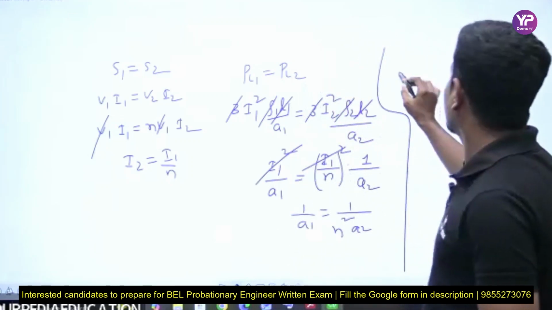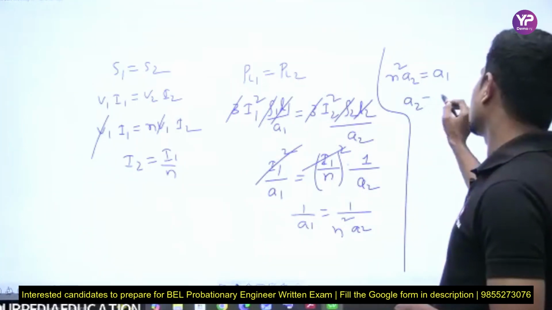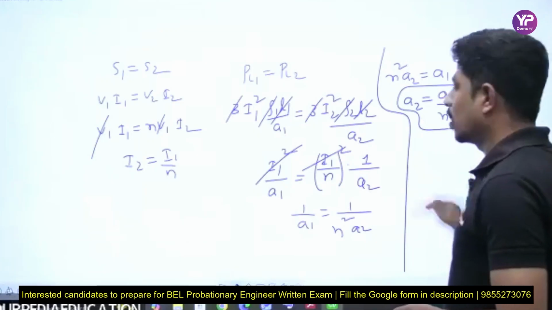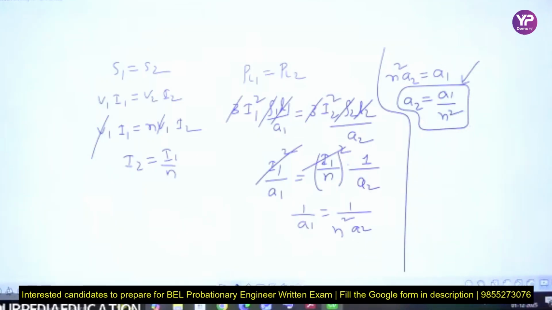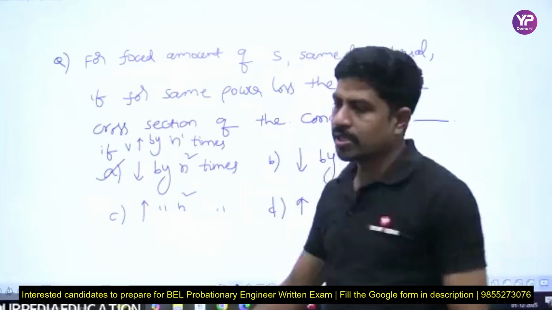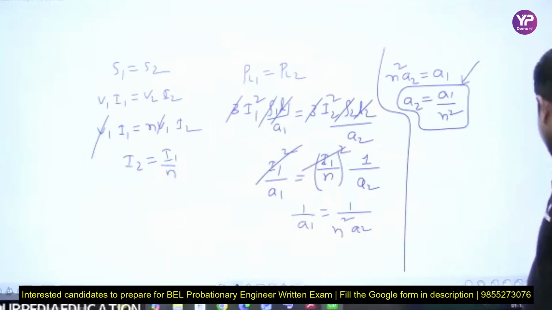So from this you get n square A2 is equal to A1. So A2 is equal to A1 by n square. Right? So the answer is: decreases by n square times. Option A is perfectly suitable for this question. Option A is perfectly suitable, right?